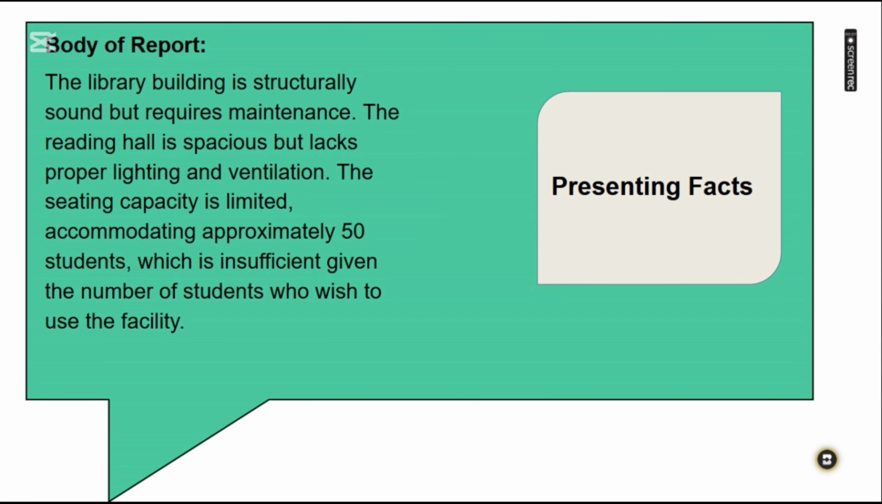So you are going to present the facts. First of all, you are going to talk about the condition of the library building and seating, stating that the structure is not good, library is in moderate condition and it requires maintenance. The reading hall is spacious but it lacks proper lighting and ventilation. The seating capacity is limited, and there should be more seating capacity for the students who want to sit. So this is the first issue that's been addressed, which is the condition of the library building and the seating.